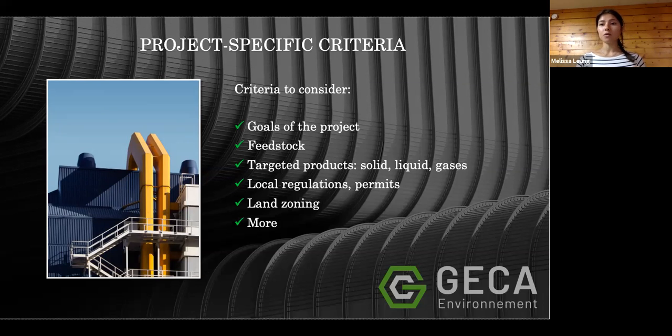Now, feedstock is, of course, very important, and so are the products we want to make. In project-specific criteria, we also want to think about the land zoning and some permits. Some technologies are quite small and only require appliance-type permits, whereas others require industrial zoning and thorough environmental operation permits. So these are things to keep in mind.